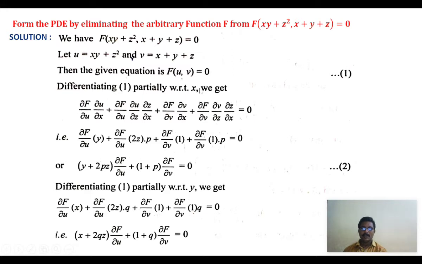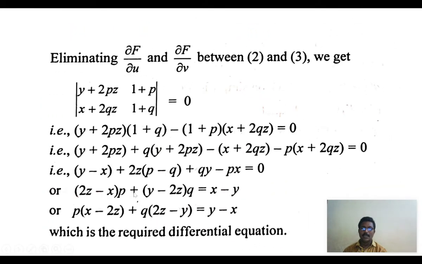Now differentiating similarly partially with respect to y using the chain rule, we will get one more equation. From these equations, we can clearly eliminate dou f by dou u and dou f by dou v. For this, the determinant is equated to 0. Simplifying the determinant and equating to 0, the determinant of A, B, C, D is AD minus BC. Now the determinant is equated to 0 and then simplify the equation so that we get the required PDE in the form Pp plus Qq equal to R, where p, q are first order partial derivatives. p is dou z by dou x and q is dou z by dou y, which is the required partial DE.